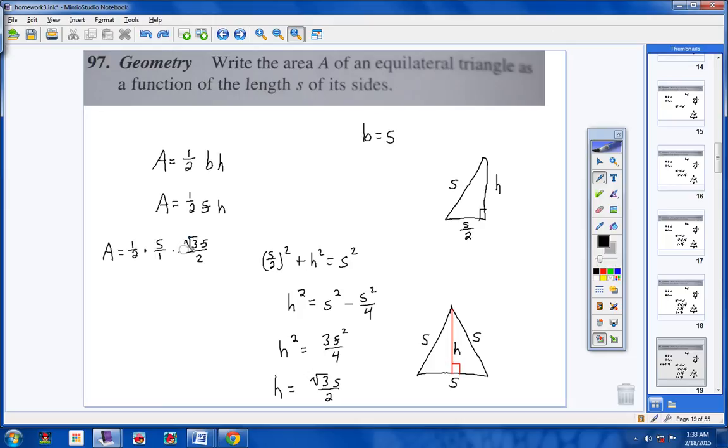Now I'm going to simplify this, okay? I put the s over 1. I've got all fractions now. So 1 times s times square root of 3 s, over 2 times 1 times 2. So here's what we come up with.